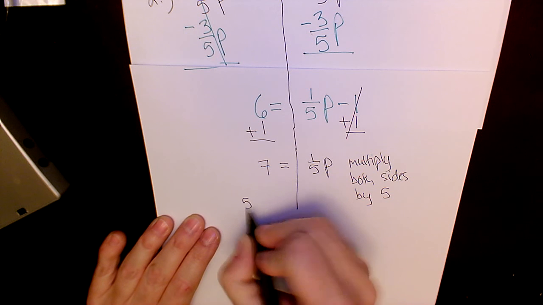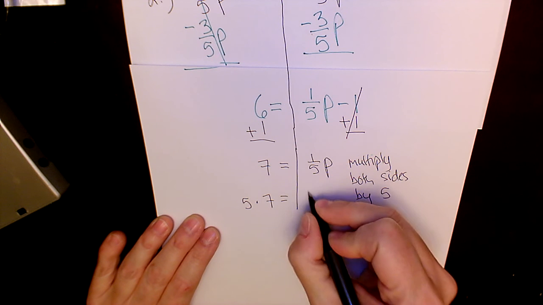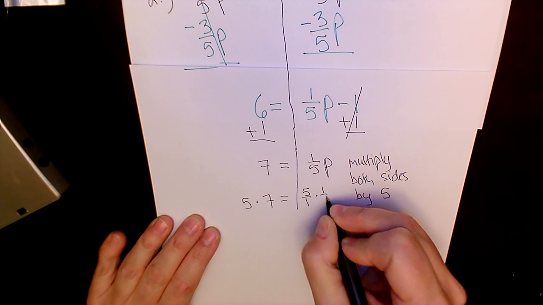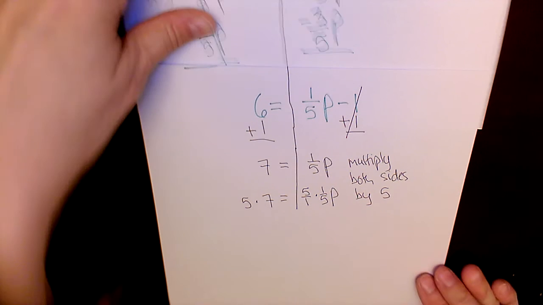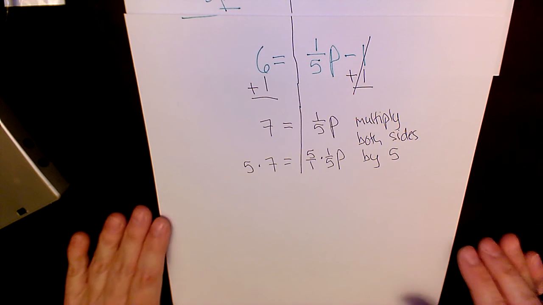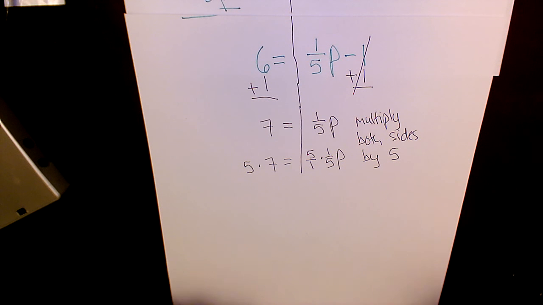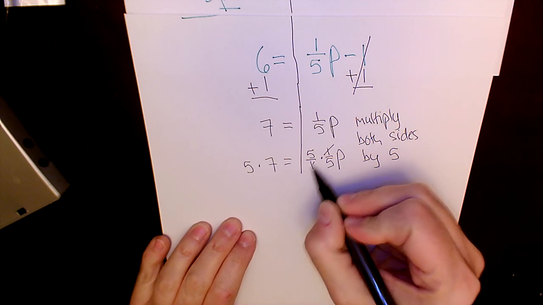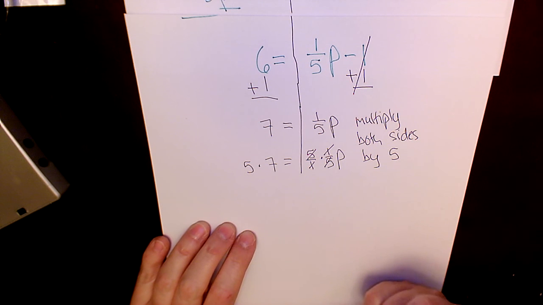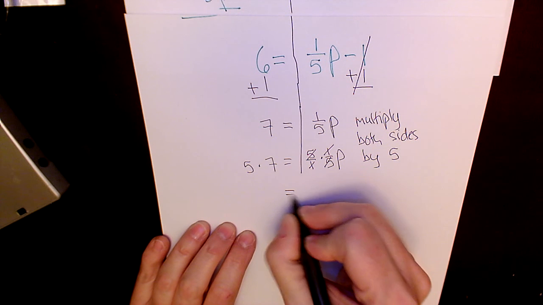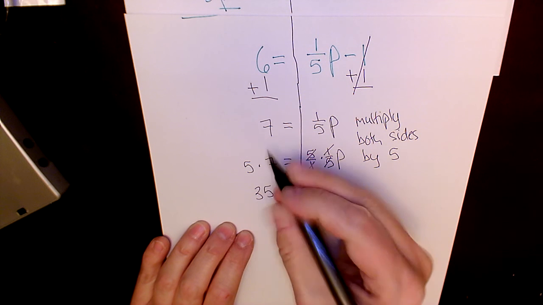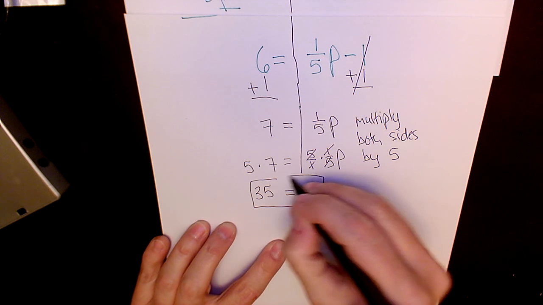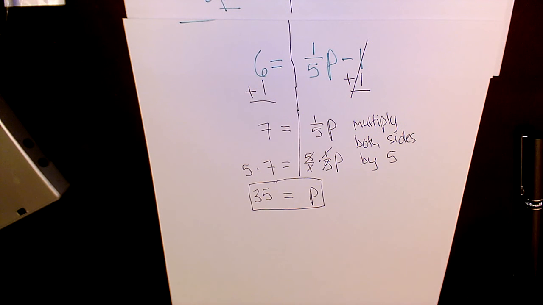Okay, so I'm going to take 5 times 7 over here, and I'm going to make that 5 a 5 over 1, which is the same as 5. 5 over 1 and 5 are the same. I'm just multiplying both sides by 5. So over here, these all cancel out, right? And I'm just left with p, which is what I want, and 5 times 7 is 35. So my answer is p equals 35.